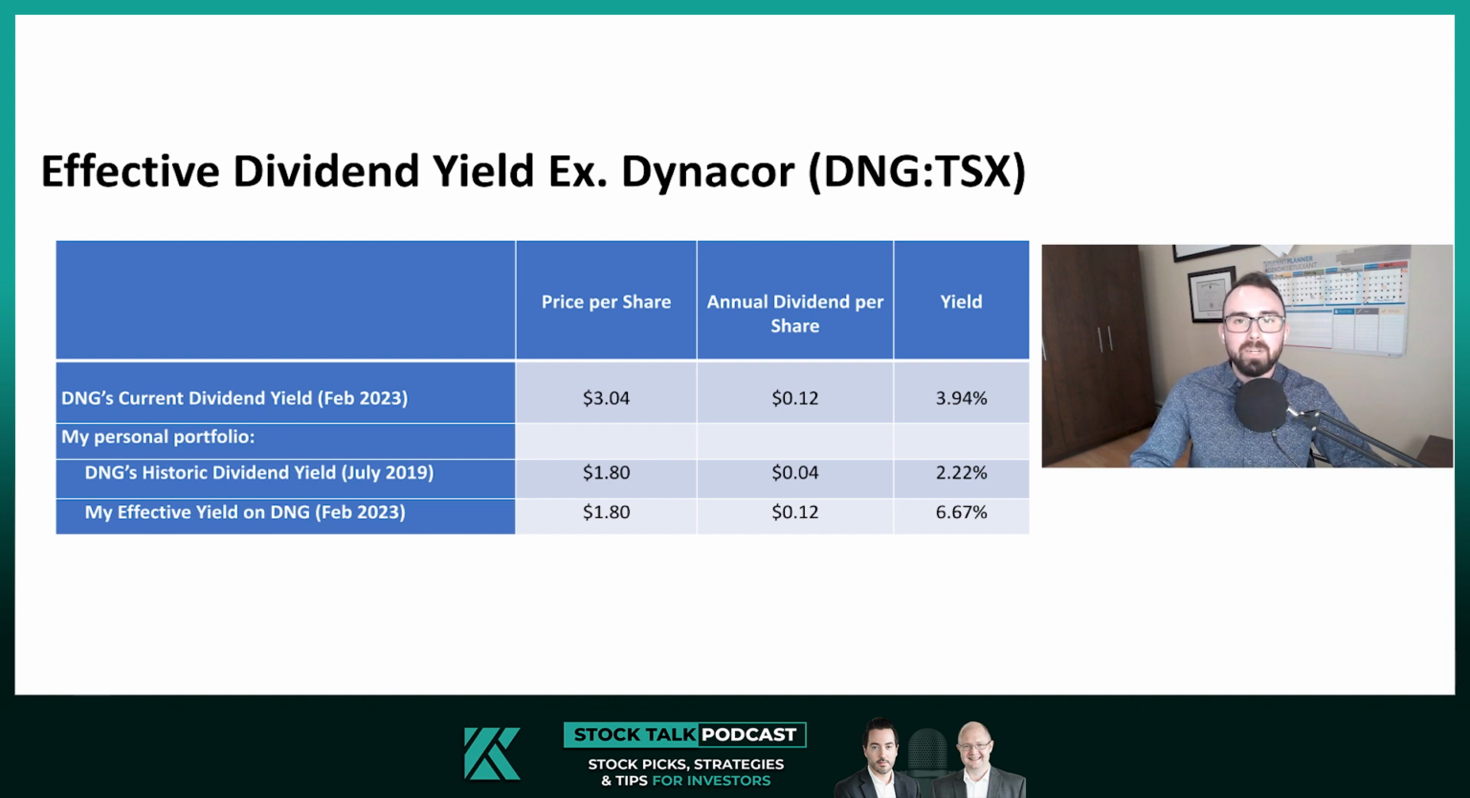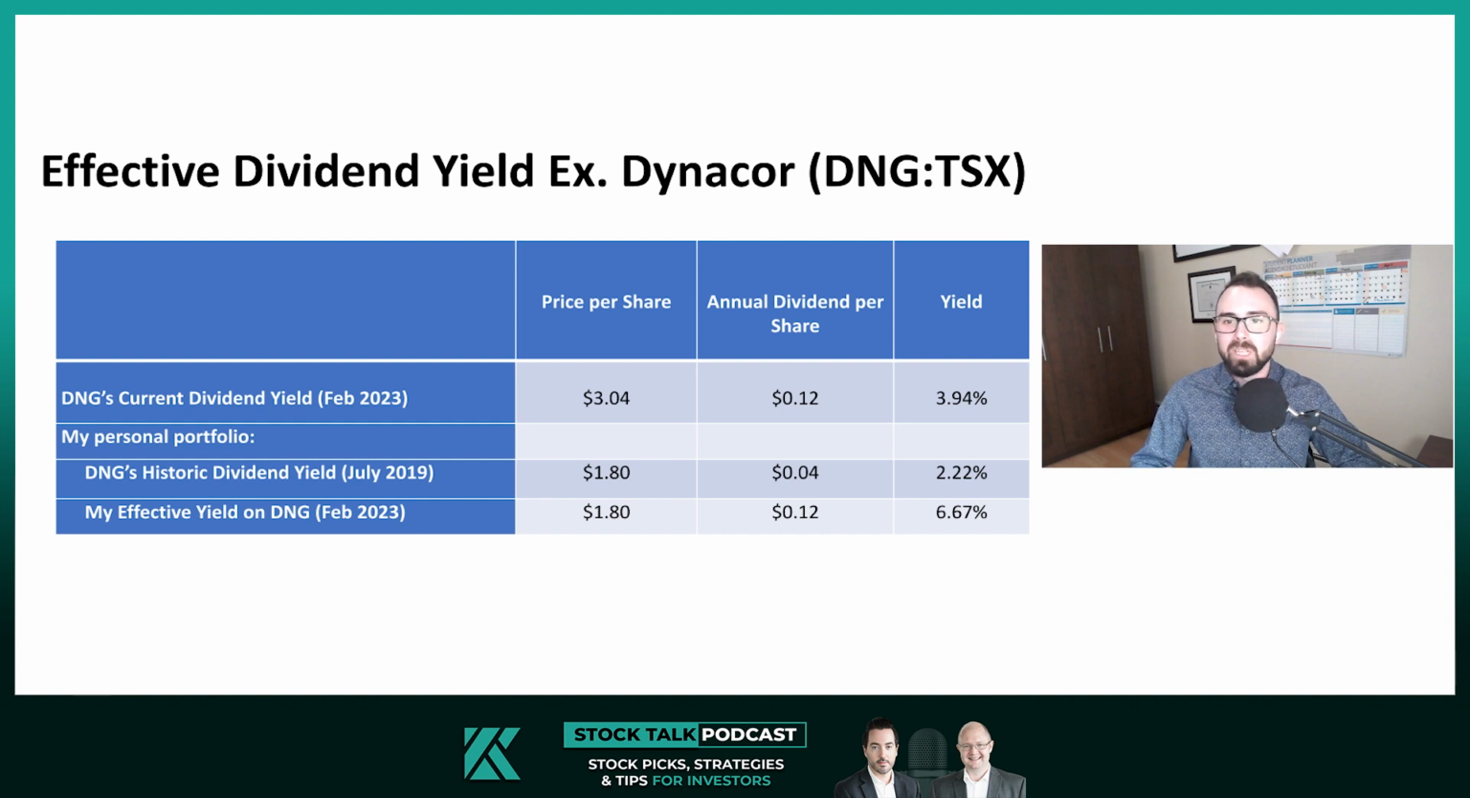And the effective dividend yield becomes ever more important to focus on for dividend growth stocks as the price one pays for the stock never changes, but the dividend increases, amplifying your effective dividend yield earned. Now, for example, I put together this little table here. I personally purchased Dynacor at $1.80 in July of 2019 when it paid a current dividend yield of about 2.2%.